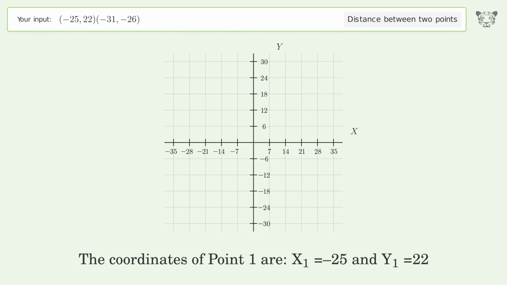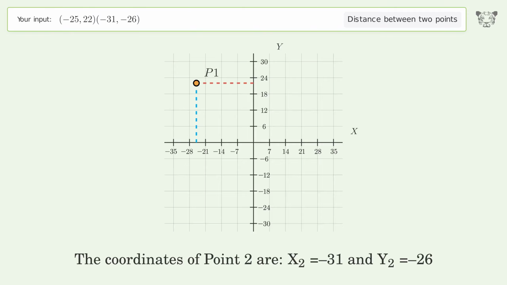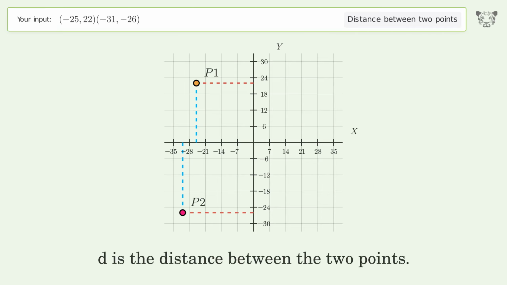The coordinates of point 1 are x1 equals -25 and y1 equals 22. The coordinates of point 2 are x2 equals -31 and y2 equals -26. D is the distance between the 2 points.